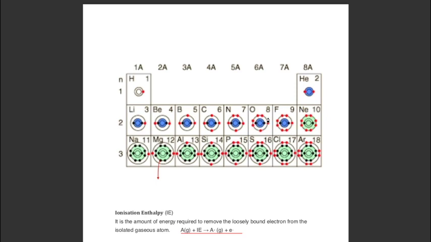So the incoming electron experiences two types of forces. One is the attractive force from the nucleus and another is the repulsive force from other electrons present in the outermost shell. For these two elements, this repulsive force is more than the attractive force, and hence the electron is not added readily in these two elements. Now the size of chlorine and sulfur is a little bit larger than the size of fluorine and oxygen respectively, so the incoming electron can be added more readily.